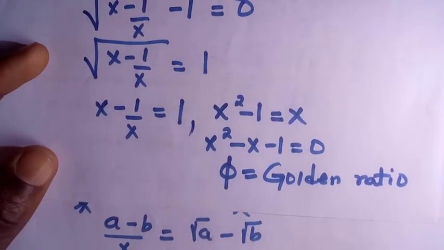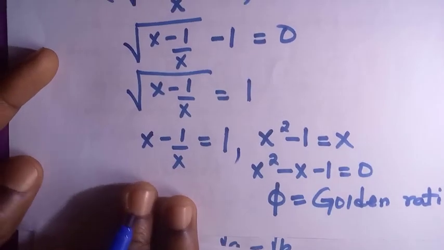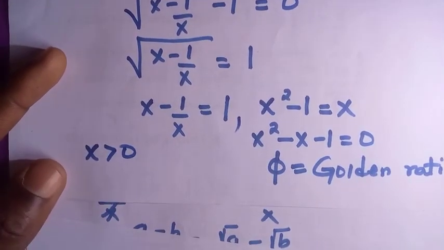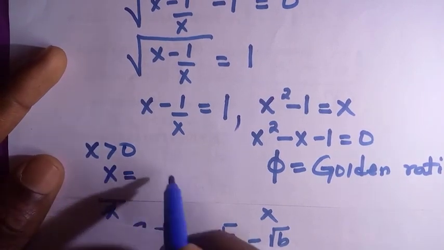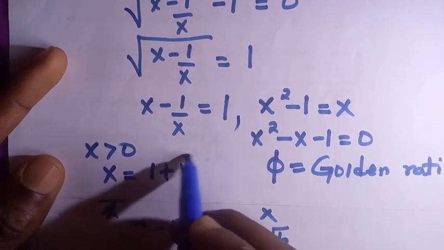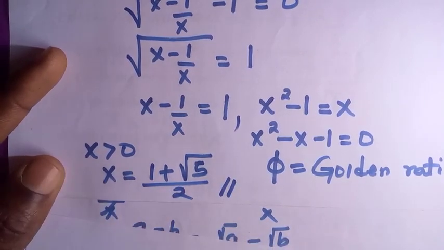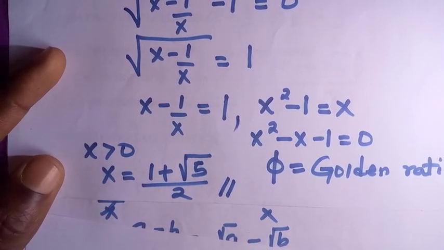And what is the value of that golden ratio? The golden ratio is given as, okay, but I'm going to consider only when it is greater than 0. So when it is greater than 0, we are going to have 1 plus root 5 divided by 2. And here is the result for the value of x.